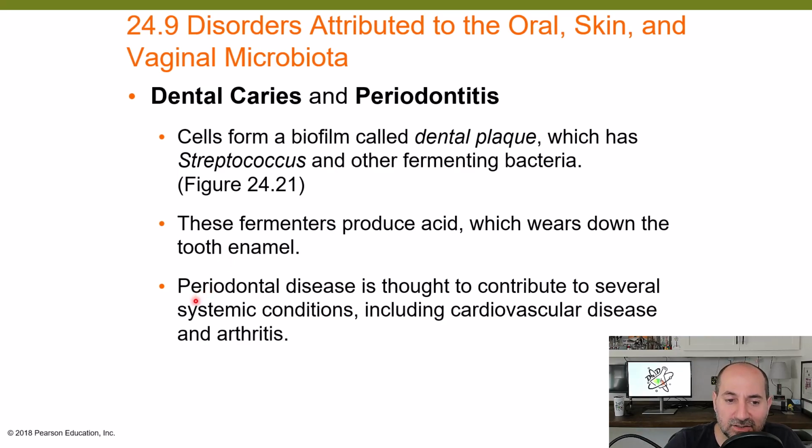Now, if the bacteria get down into the gums, this can cause periodontal disease. This is also known as gingivitis. And once in the gums, the bacteria can go systemic. The bacteria can get into the blood and go to other organs. They can cause cardiovascular disease. They can even cause arthritis. So it can become quite a problem when the bacteria spread from the mouth to other organs.